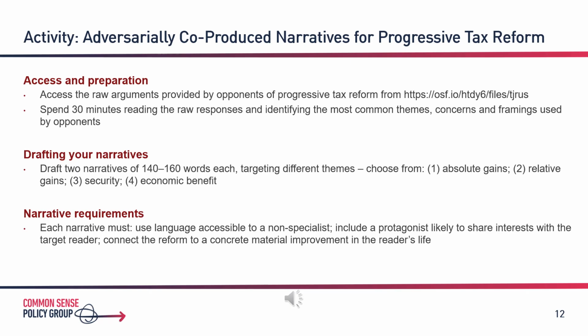The 140 to 160 word constraint is strict and important. Persuasive political communication is brief. A narrative that requires 500 words to make its case will not be read. Everything in your 150 words must earn its place: the protagonist, the antagonist, the material context, and the connection to the policy.